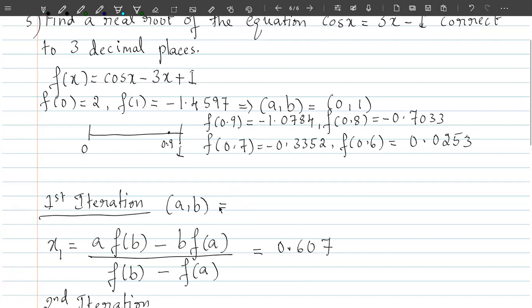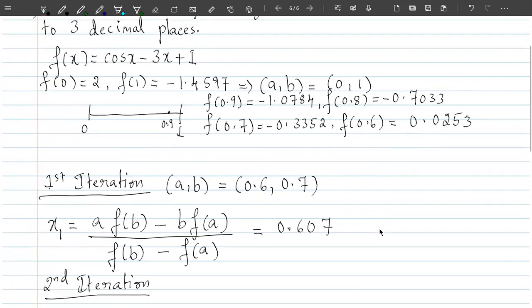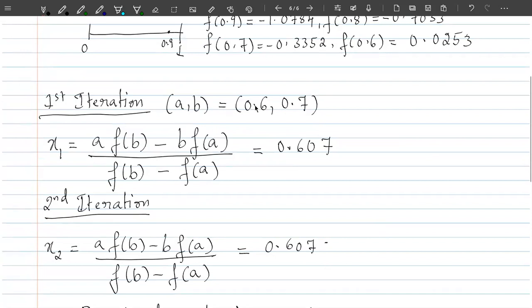So now I can write the interval which I need for my first iteration, that is a comma b. That interval is nothing but 0.6 comma 0.7, because they both have got opposite signs, that is this is negative and this is positive, and the difference between 0.6 and 0.7 is small enough. So the interval a comma b is 0.6 comma 0.7. Let's calculate the first iteration. So x1, this is a, this is b, f of b is here, f of a is here. The answer for x1 is nothing but 0.607.